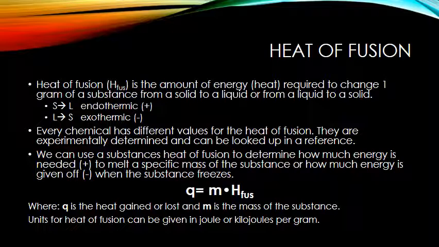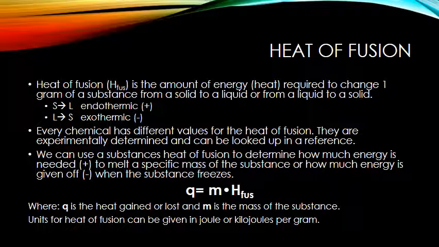We can use a substance's heat of fusion to determine how much energy is needed, so the positive, to melt a specific mass of the substance, or how much energy is given off, negative, when the substance freezes. So we want to pay attention to the wording of the questions to see if our answer needs to be negative or positive based on the situation and what's happening to the substance. So the numbers won't necessarily be negative or positive. We have to make them negative or positive to reflect the direction of the heat flow.